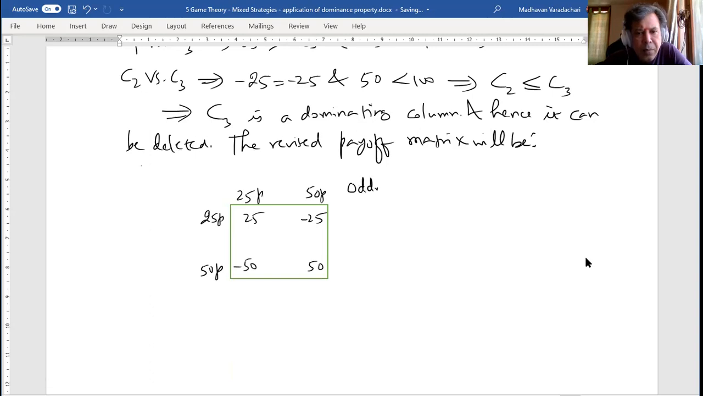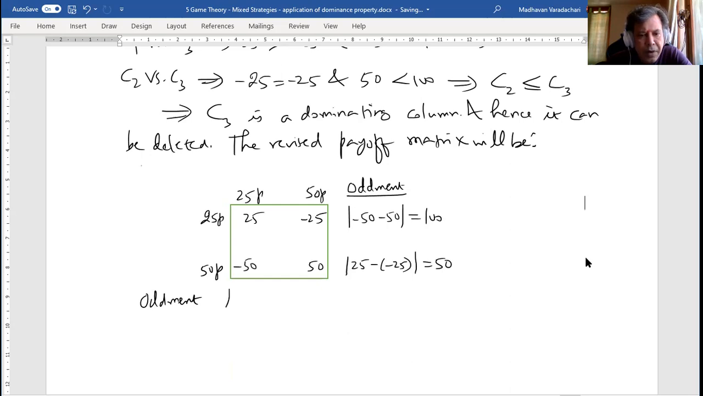Now let us calculate the oddment. First row's oddment will be the absolute difference between the second row elements. So minus 50, minus 50, that works out to 100. Second row oddment will be the absolute difference between the first row elements, which is 25 minus of minus 25, that will work out to 50. So for column oddment, first column oddment will be the absolute difference between the second column elements, which gives you 75. Second column oddment will be the absolute difference of first column elements. That will also be 75.